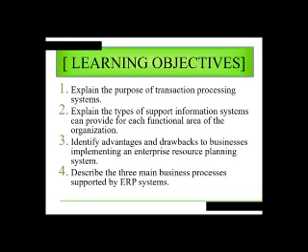First off, just review for this chapter, there's four main things that you need to take away from this chapter. You need to understand transaction processing systems, be able to explain the types of support information systems, and in particular the functional areas of the organization, and really understand the advantages and drawbacks to company-wide ERP systems. And actually the assignment for this week is to research some failed ERP implementations and to analyze what went wrong.